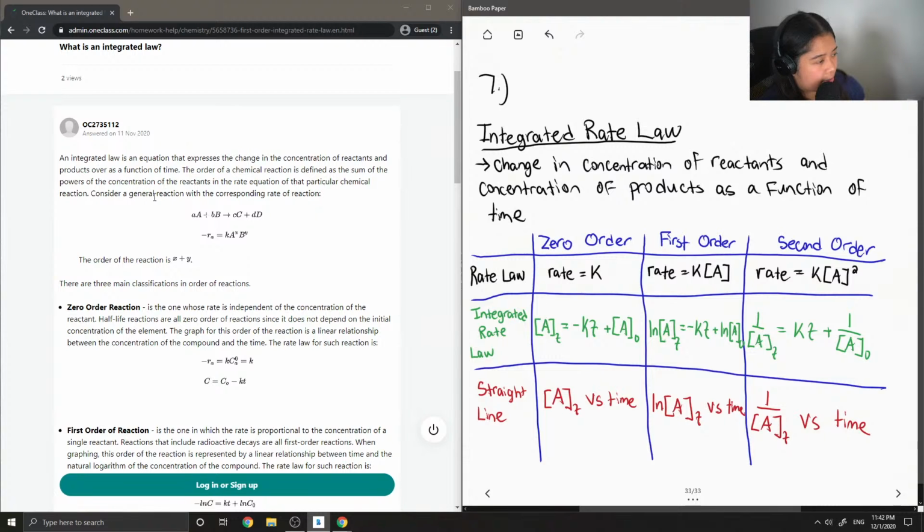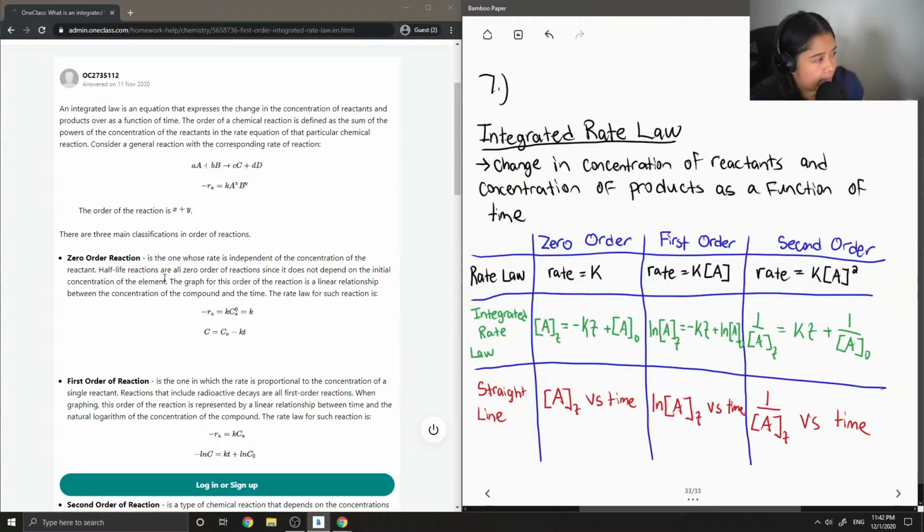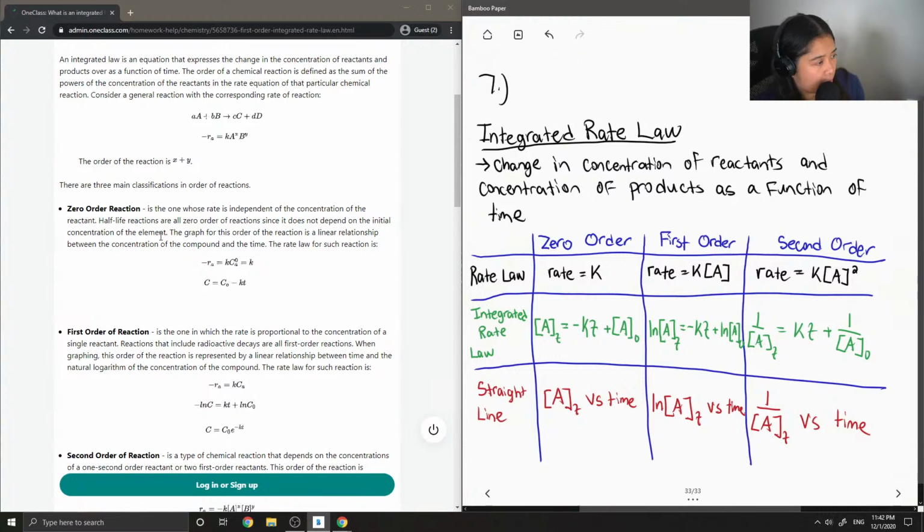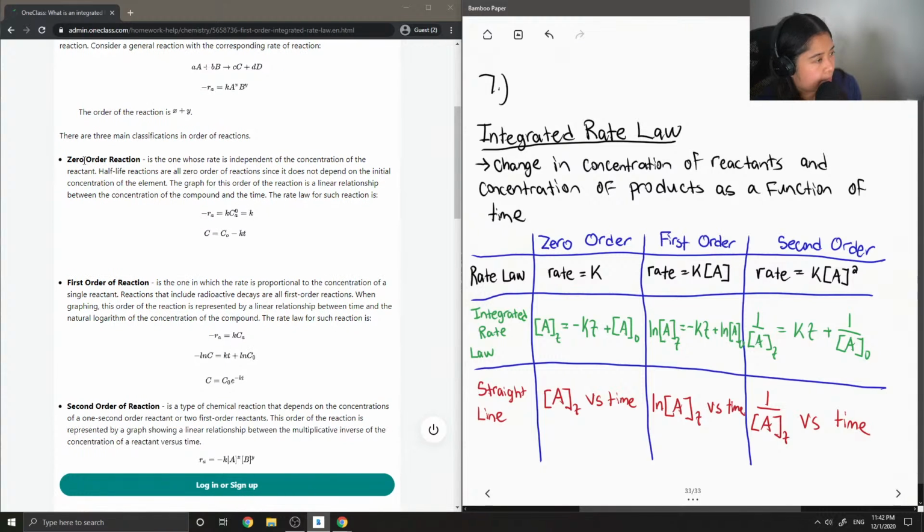Consider a general reaction with the corresponding rate of reaction. So here they just have a basic reaction, and then this is the general rate of reaction that you would get. The order of the reaction is x plus y, so you can see they just added their exponents. There are three main classifications in order of reactions.